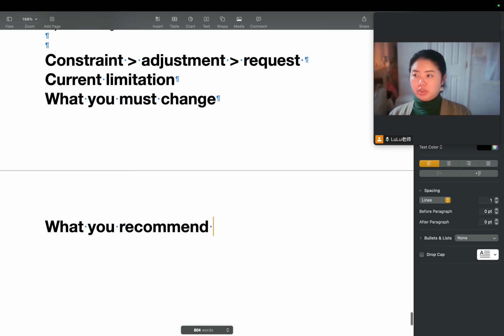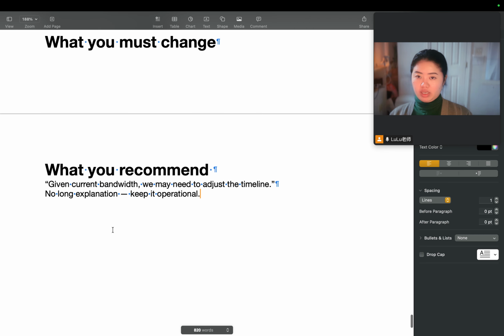So an example of this, I will place it on the board. Please read. Good. Given the current bandwidth, we may need to adjust the timeline. Timeline is also an essential word. Sometimes the most general sense of describing speed limitation, late delivery, all that is simply mentioning the timeline. And you don't need a long explanation, just keep it operational.